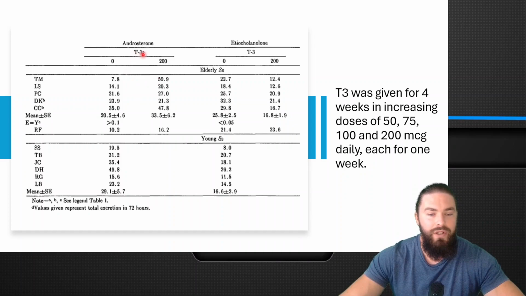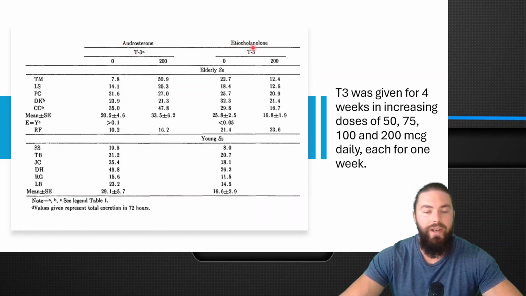This was the last study where they took elderly individuals. Here was androsterone, here was the etiocholanolone, and T3 0, T3 200 micrograms. They were giving these guys a really high dose of T3. T3 was given for 4 weeks in increasing doses of 50, 100, 150, and 200 micrograms daily, each for 1 week. That's a really high dose. I'm not saying you should be doing this. This is just for illustration.